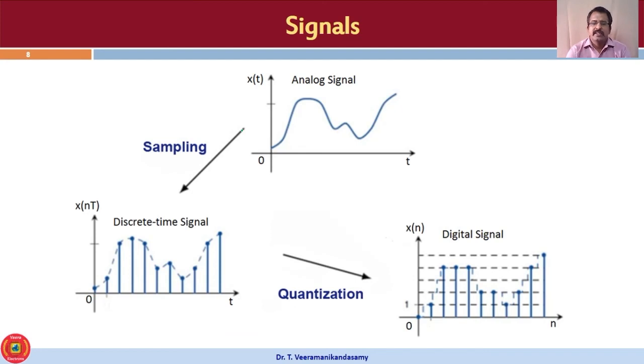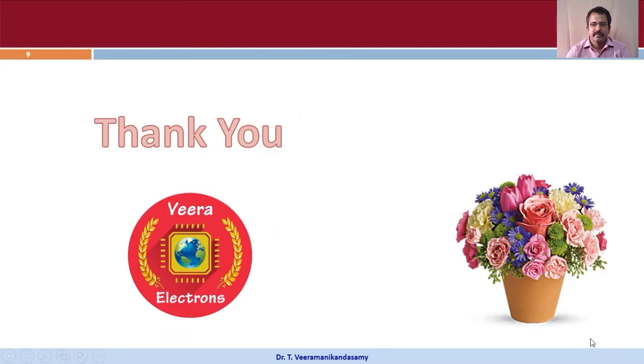Then we get the digital signal from the discrete time signal by quantization. The quantization process introduces a finite number of values on the amplitude axis. The resolution of the digital value fixes the number of finite values on the y-axis. Digital signals are discrete with respect to discrete time. X of n is a sequence of discrete values at any given time with a finite time increment. Thank you.